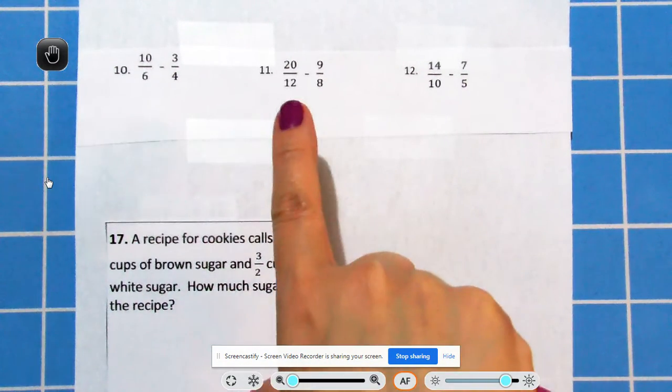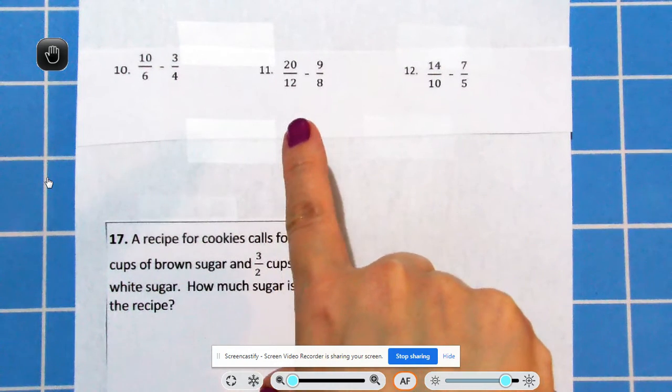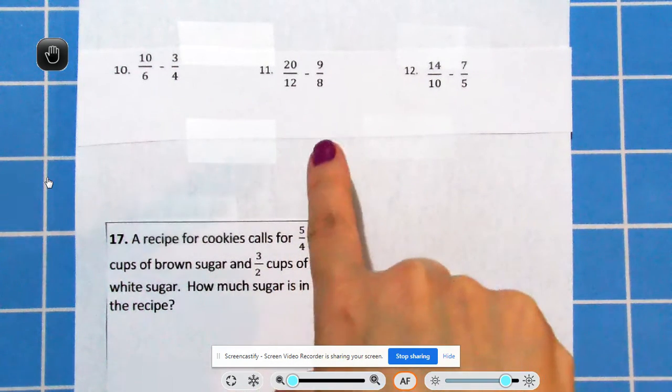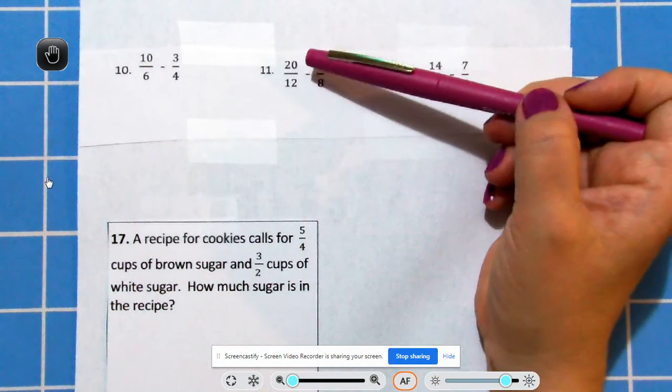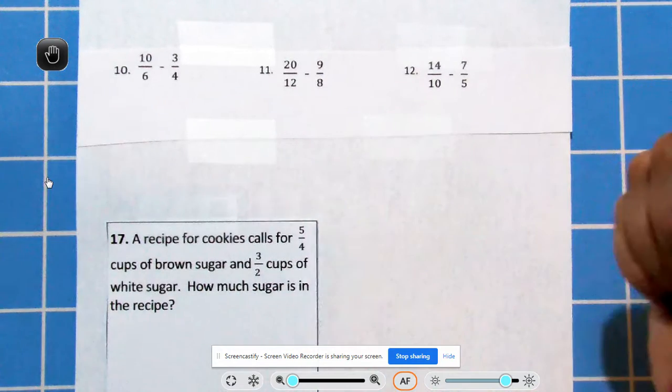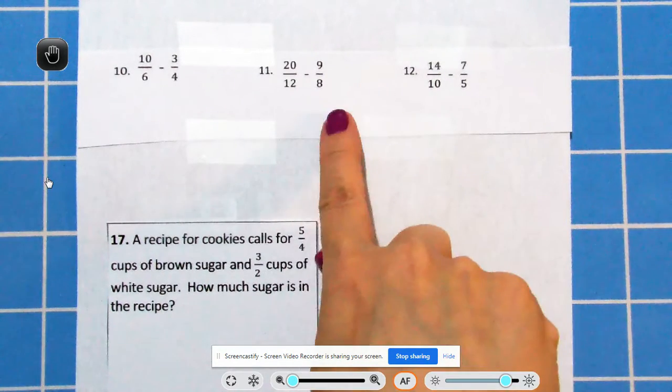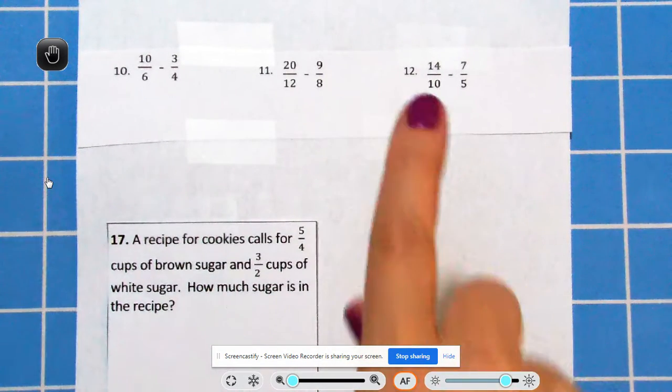We have 20/12, and we are subtracting 9/8. So if you look at these, both of these are improper fractions. So we're going to convert both of them to mixed numbers first.